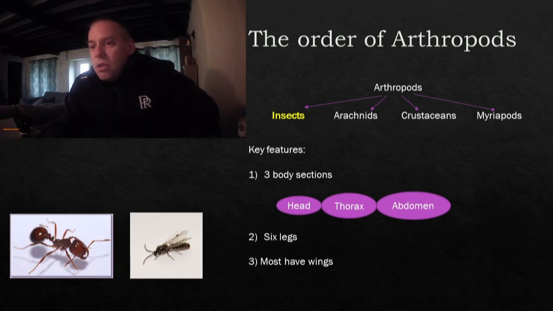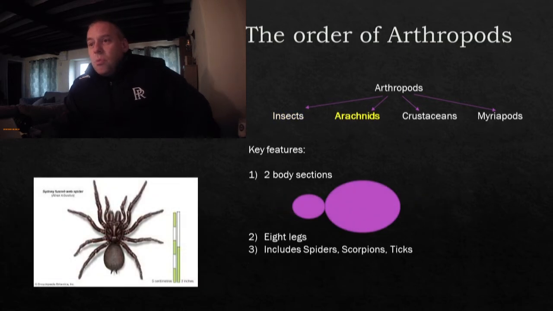So those are our 3 sections. And again, that's fairly easy to distinguish. If it has got wings, I should say, it will be an insect. None of the other groups have wings. So wings being a defining part of an insect. So let's have a look at the next one.